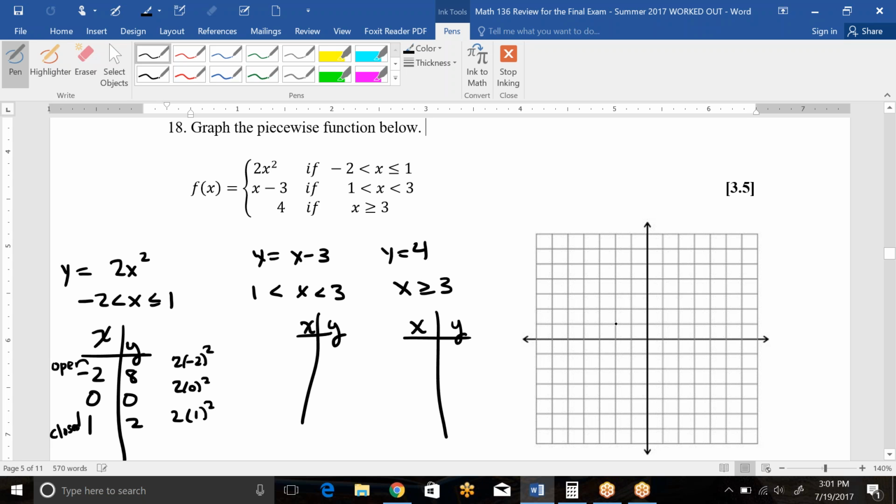So -2 up 1, 2, 3, 4, 5, 6, 7. I need another line. 8. Graph was a little bit shy. So there's that first point, and it's supposed to be open, sorry. So there's my first point. And then (0, 0). And then (1, 2). And that one is closed. So this is just a part of a parabola.